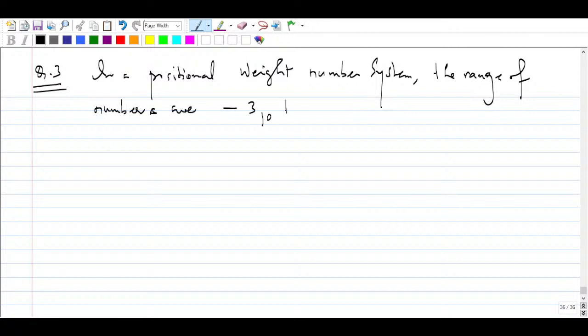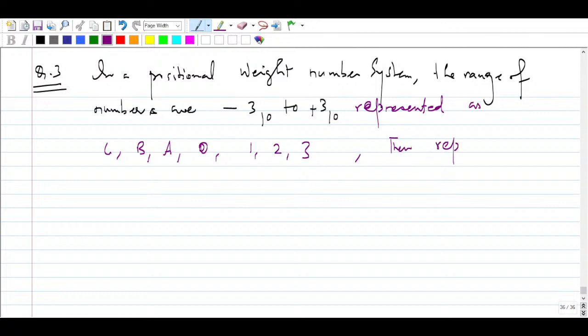-3 base 10 to 3 base 10. Okay, this is positive and this is negative, represented as P, A, 0, 1, 2. Then represent 81 base 10 in this number system.